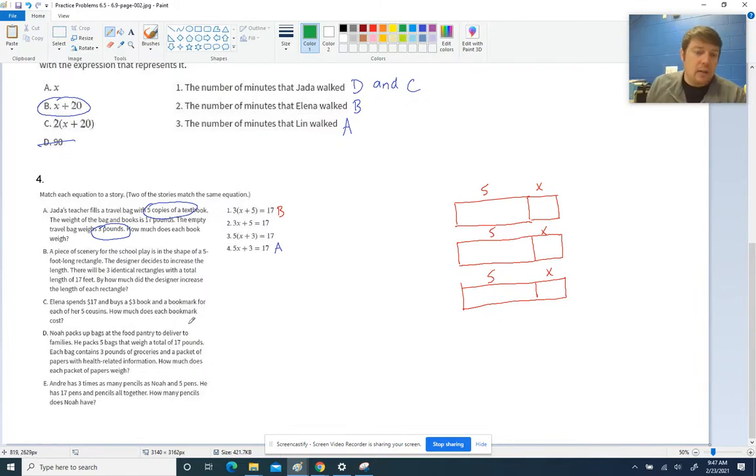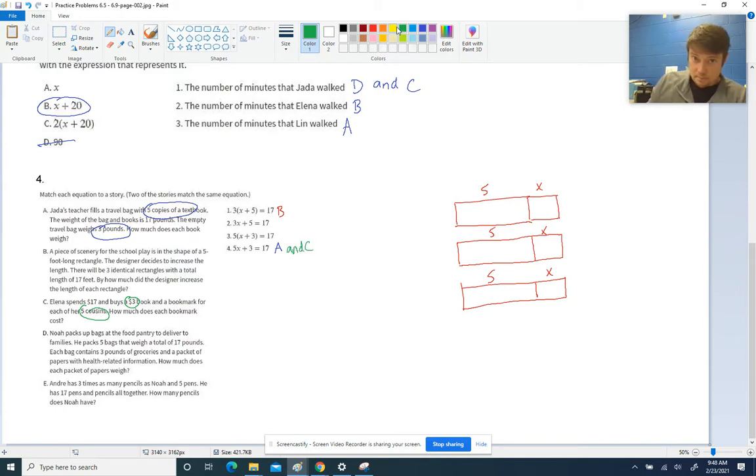Elena spends $17. Duh, everybody's got 17 involved, right? She buys a $3 book and a bookmark for each of her 5 cousins. A $3 book. So that's a single 3. And then 5 cousins happening over and over the same thing. So we're looking for 5 X's and a single 3. We've already used that one before, and it happens again. So C is matching also number 4.